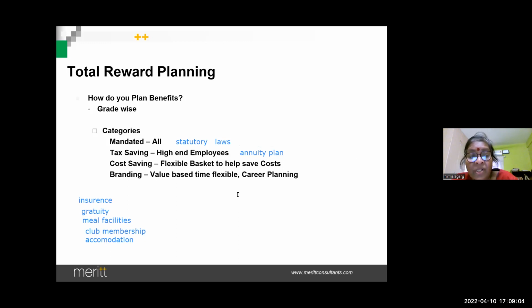So organization will float a scheme, and then they'll say, hey, we are actually extending this scheme to all our middle and top level people, an annuity plan. You can, to this extent of money, you can save tax. That's one. Now, besides that, I talked about this cost saving, where you buy in bulk.